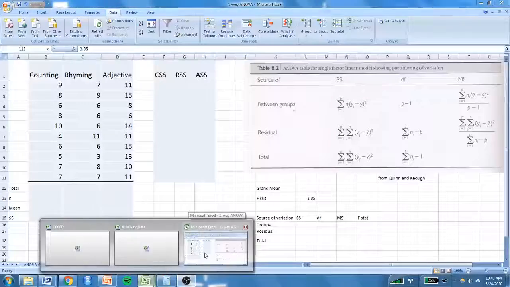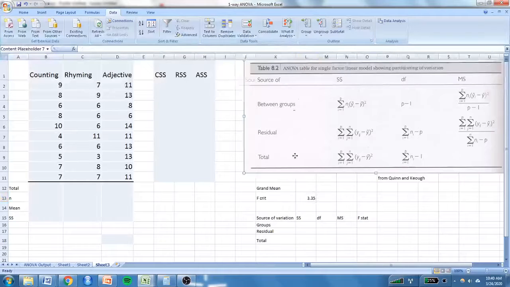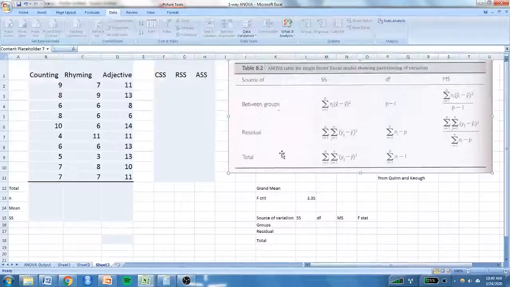Okay. Hi, everybody. I'm going to show you how to solve that ANOVA by hand that we did not finish in class last time we met.